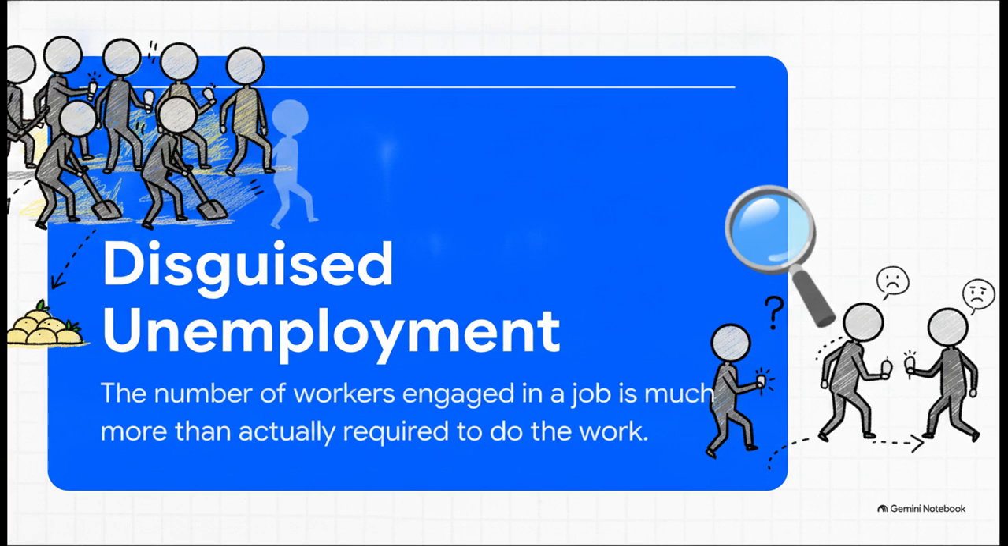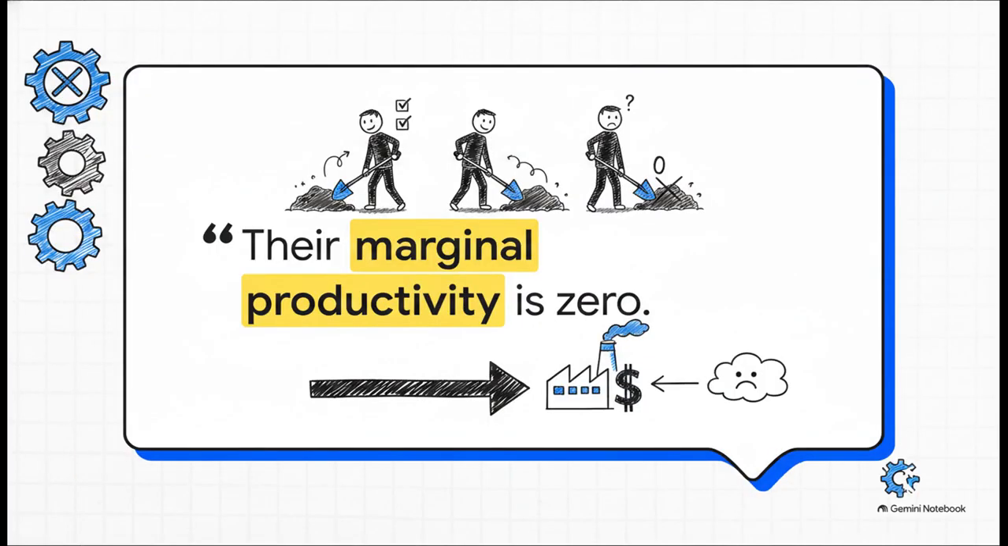Now, on the surface, these workers are apparently working. They're physically there, sweating, moving, doing tasks. But, and this is the key takeaway, if you were to pull some of them away and tell them to stop working, the total output wouldn't decrease whatsoever. Now, what's really interesting about this concept is the phrase, their marginal productivity is zero.